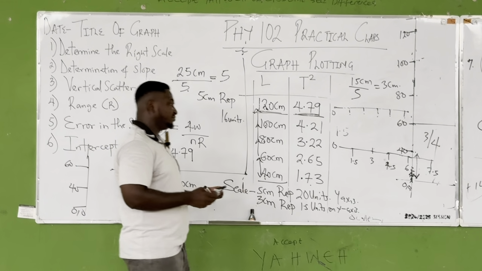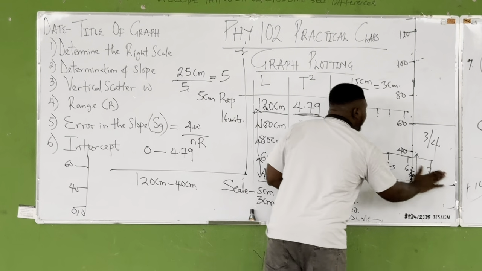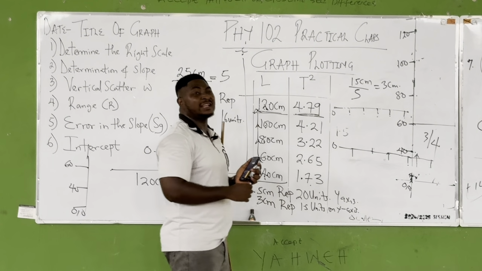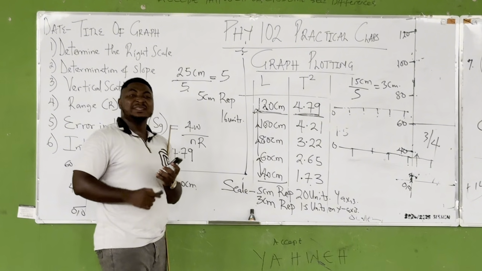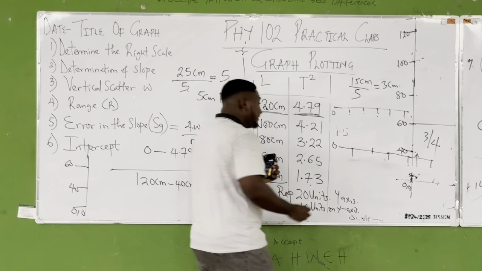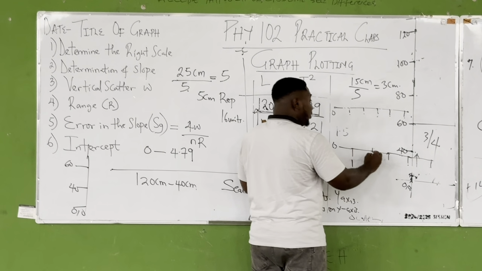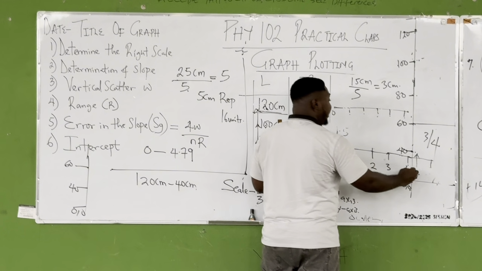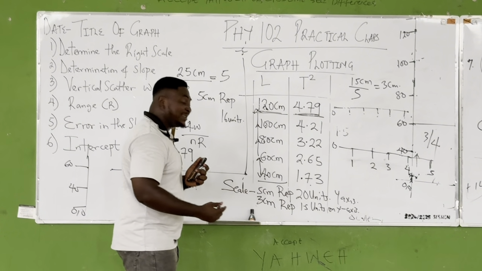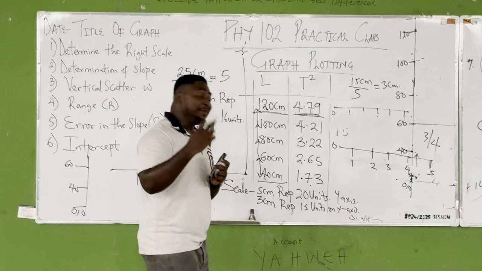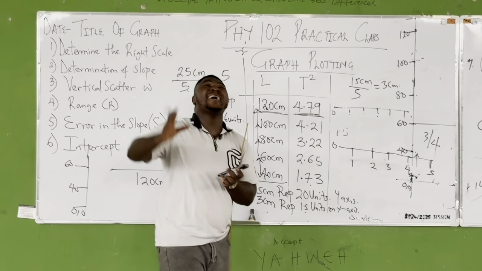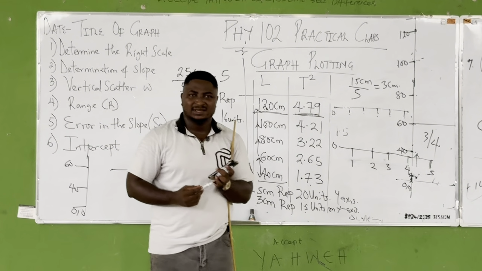If you don't want to use 1.5 for every 3 centimeters, do you know that I can actually use every 3 centimeters to represent 1 unit? So I'll just say 1, 2, 3, 4, 5. Class, every 3 centimeters represents 1. It doesn't mean that using 3 centimeters to represent 1.5 was wrong. Class, you can have 10 graphs, 10 possible scales.